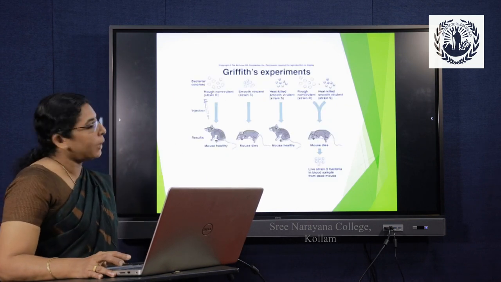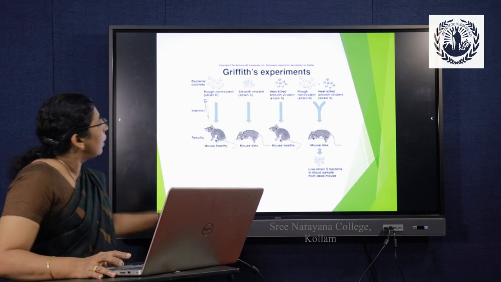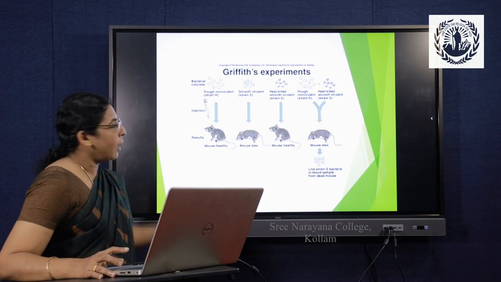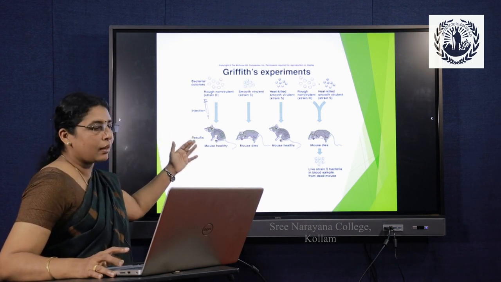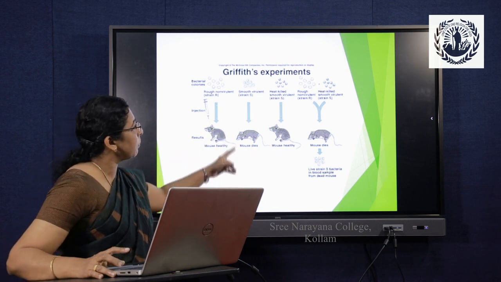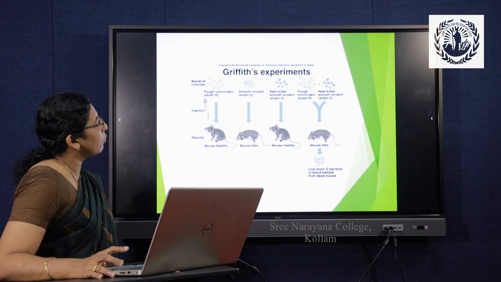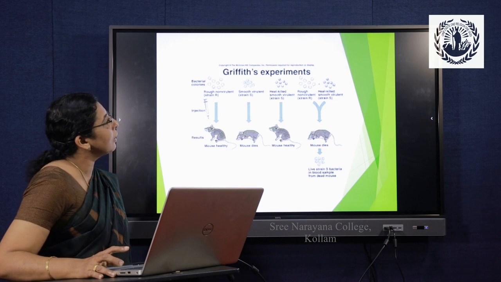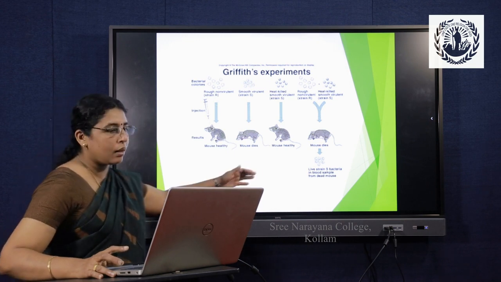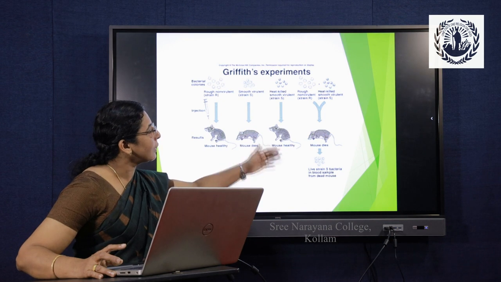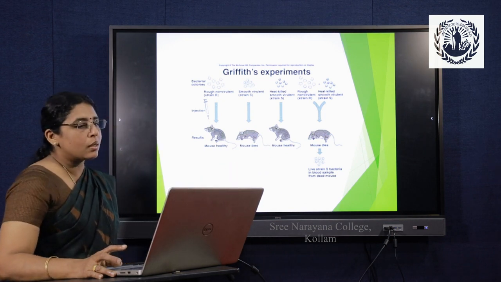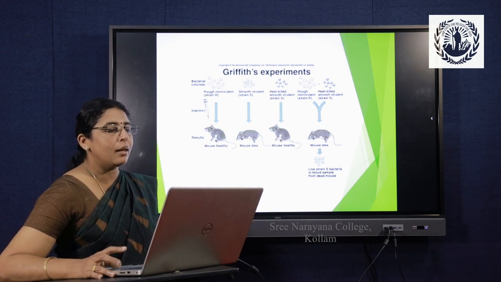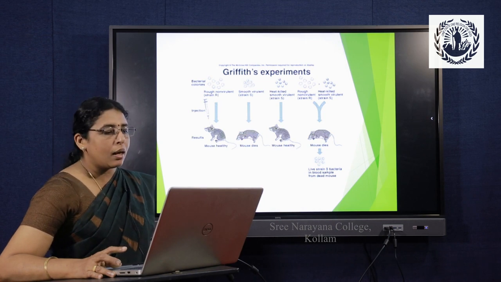This is the diagram showing Griffith's experiment. Here, this is the first set of experiments. Here he used rough strains and injected them into mice. Then the mice lived. In the second set of experiments, he used the smooth virulent forms. Here the mouse dies. In the third set of experiments, he used the heat-killed smooth virulent forms. Here the mouse lived. And in the last set of experiments, he used both the rough non-virulent forms and heat-killed smooth virulent forms. Then the mouse dies.